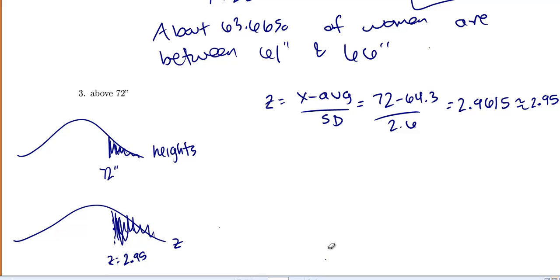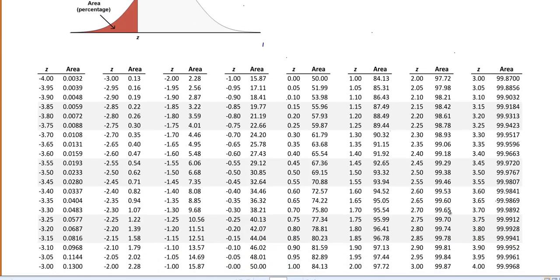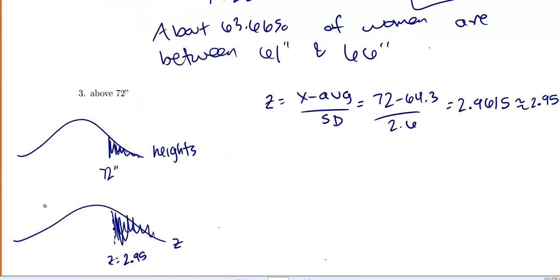And now we can go use our z table, look at 2.95, scroll down just a little bit, 2.95, it looks like the area to the left is 99.84. So the area to the left is 99.84. We want, though, the area to the right. So we are going to use the fact that everything adds up to 100%. So 100% minus 99.84% gives me 0.16%.